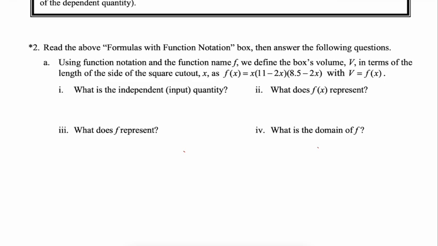What's the input of our function? Look at our function. Here's our function. What's the variable we're inputting into the function? What variable goes into that function? X. Don't make it harder than it is. What does X stand for? What have we said the X is standing for? The length of the sides of a square. Yes. So this is the length of a side of the cut square.